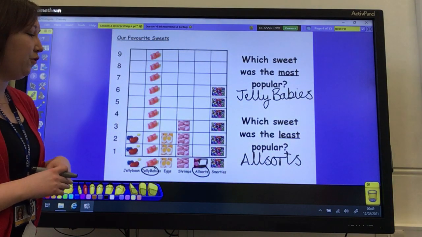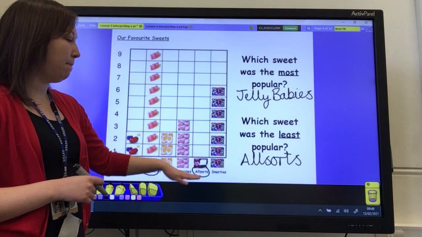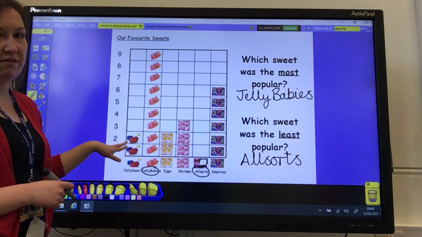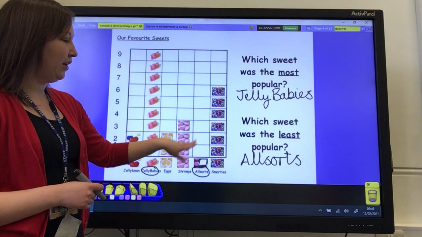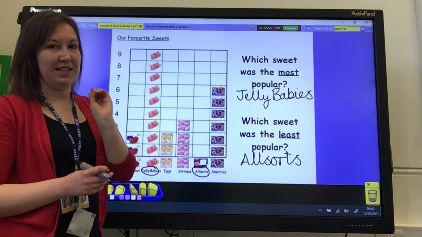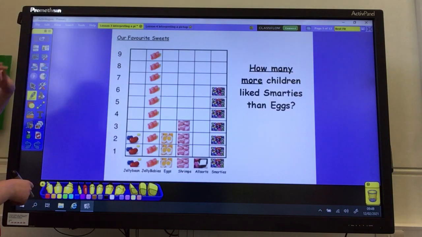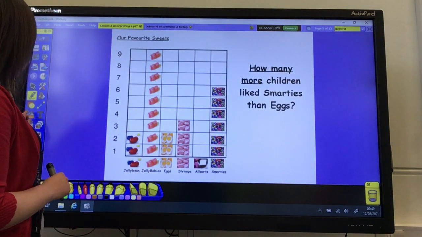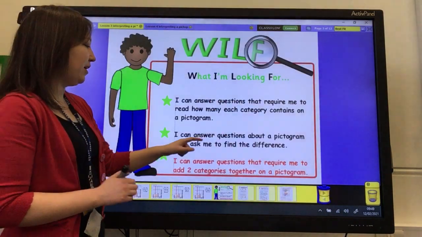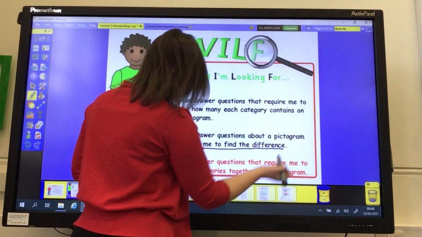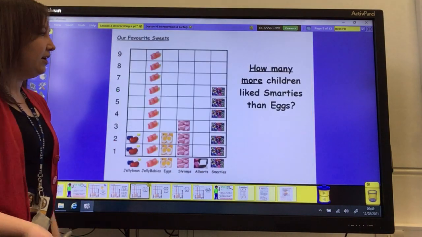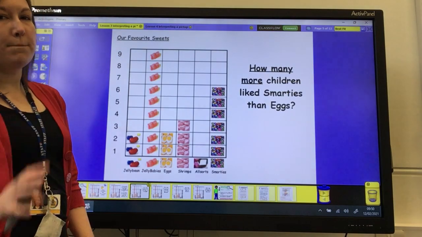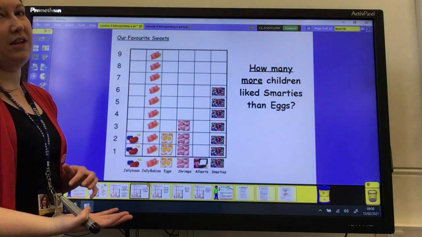And I know that quite often in Year 2 it's very easy to miss that one because there isn't anything there, and to pick this one here because there are 2 being shown and not notice that this one doesn't have any, it means 0. So well done if you got that one correct. Now this is the one, if we go back to our Wilf, where we said about that ask me to find the difference. So it's finding the difference because we're looking at how many more chose one thing than another.